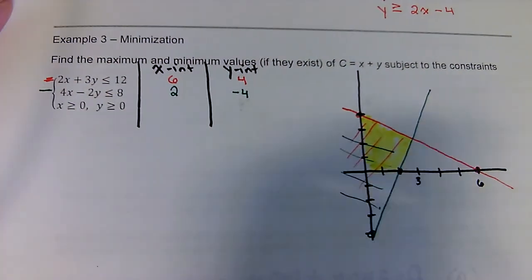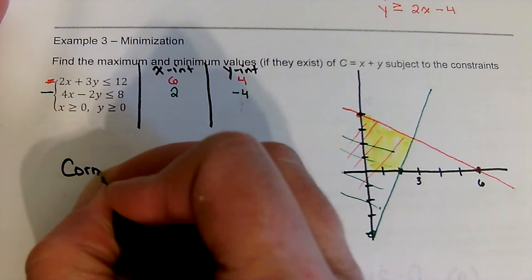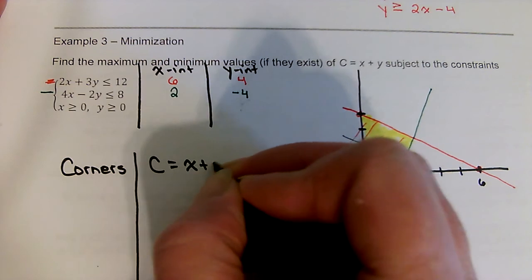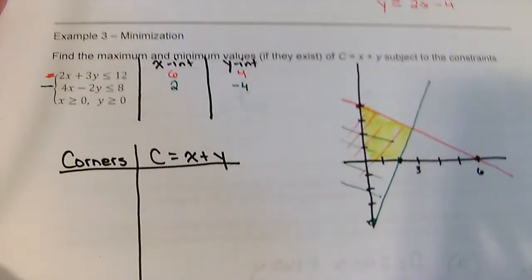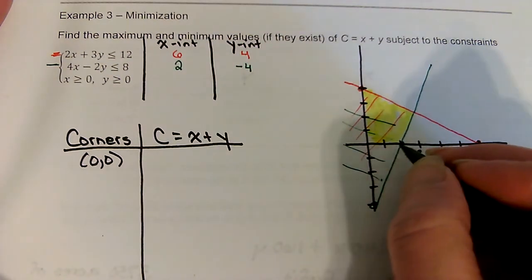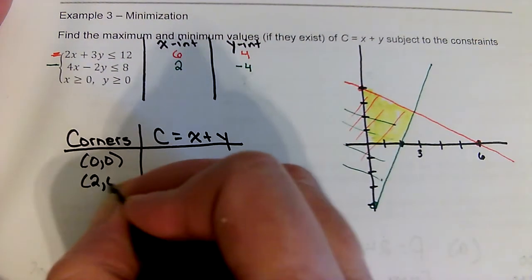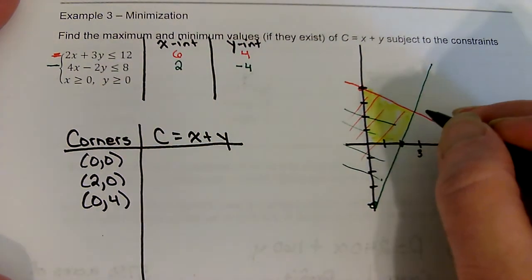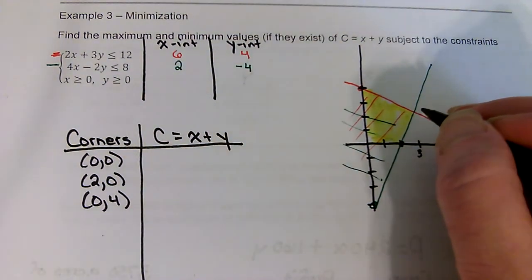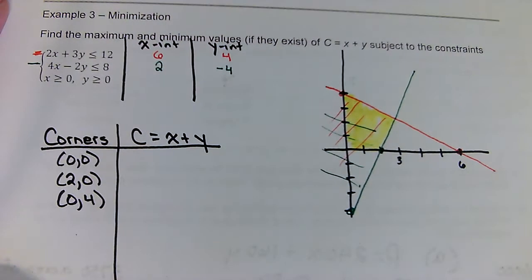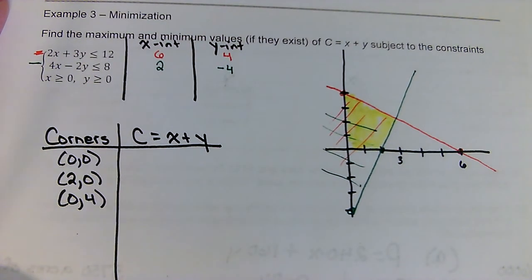So I need to have all my corners listed out, and then we're going to be plugging them into the objective function. So 0, 0 is one of the corners. This corner's at 2, 0. This one's at 0, 4. And how do I find where these two are meeting? It looks like it's at 3, 2, but I can't guarantee that. So I would have to come off to the side, maybe, and solve that system.